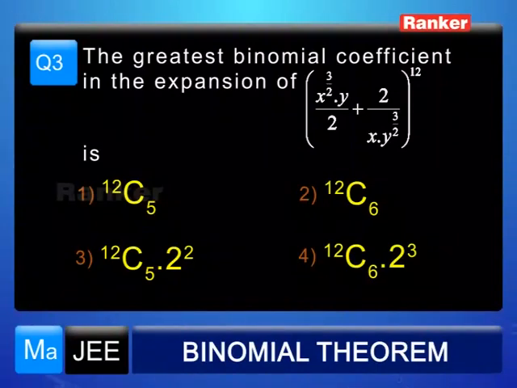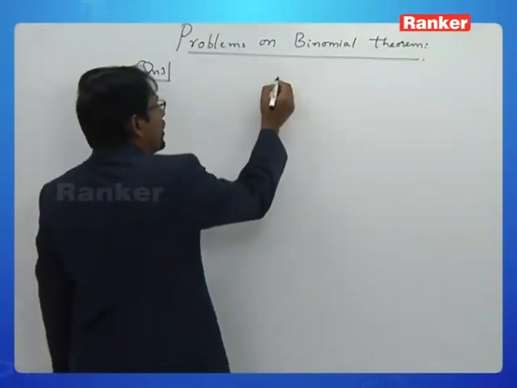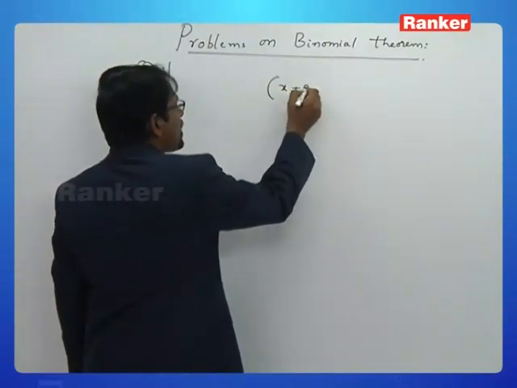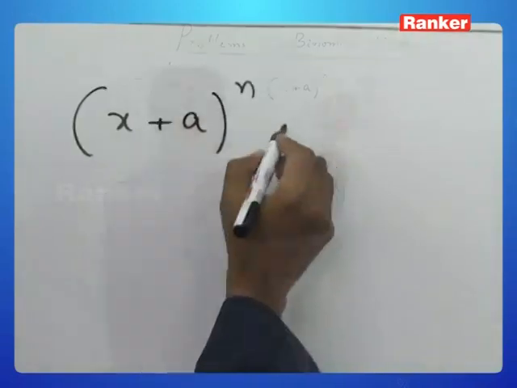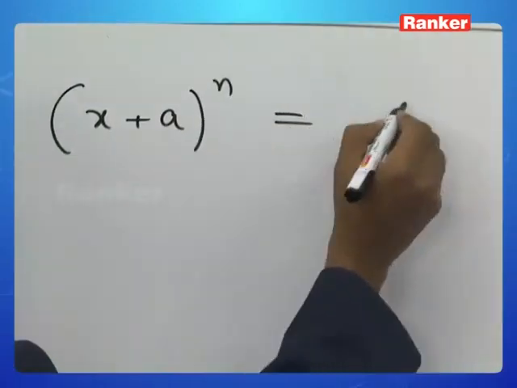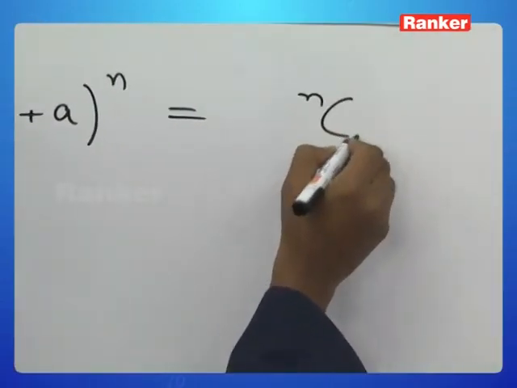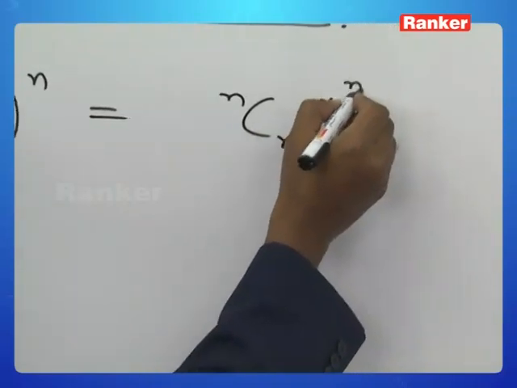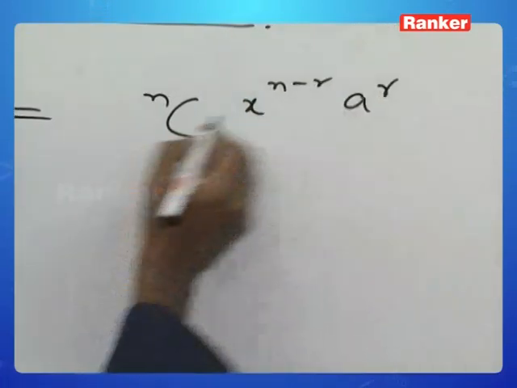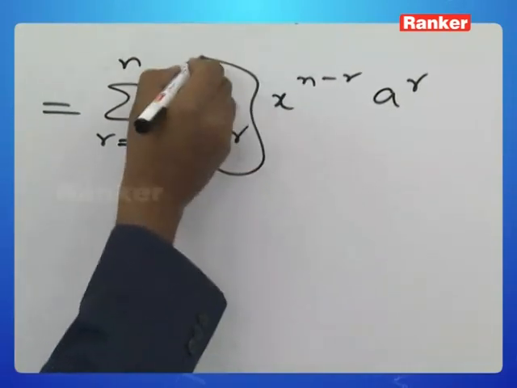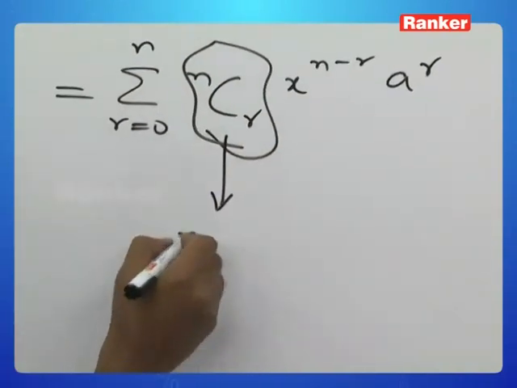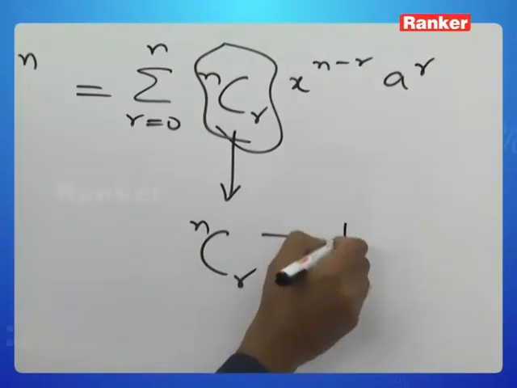Now let's look at this. First, x plus a power n, if you consider this binomial expansion, we know that it is in the form of nCr into x power n minus r into a power r, ranging from 0 to n. These coefficients, nCr, these are called the binomial coefficients.